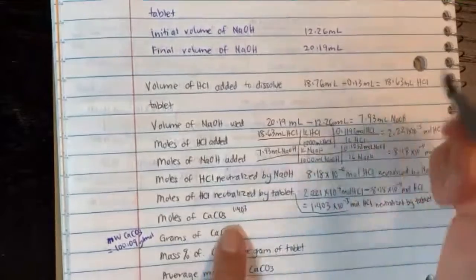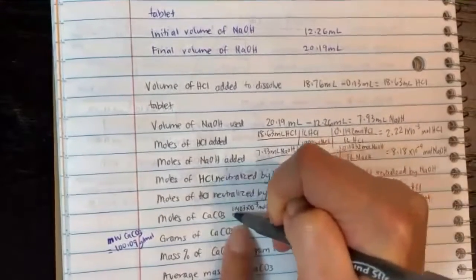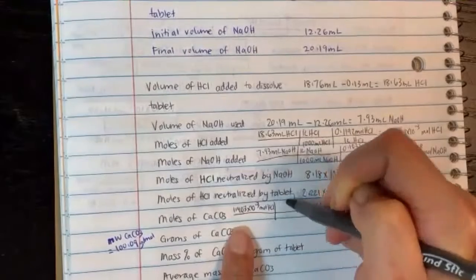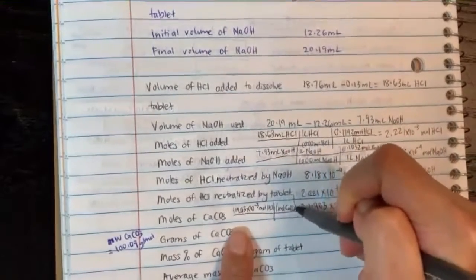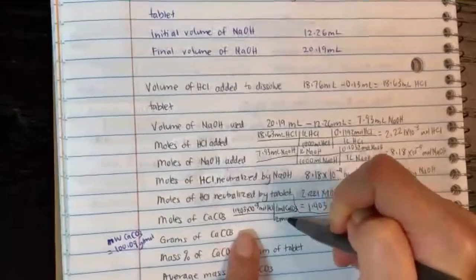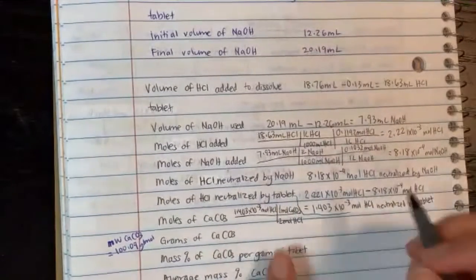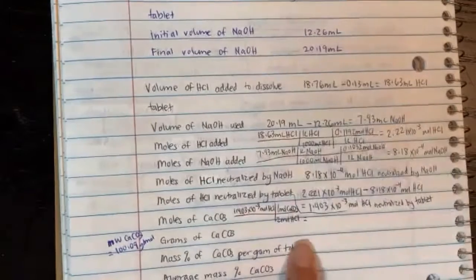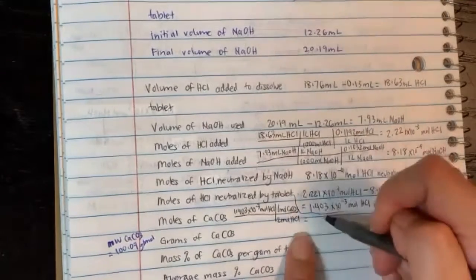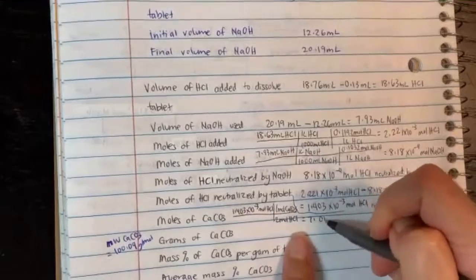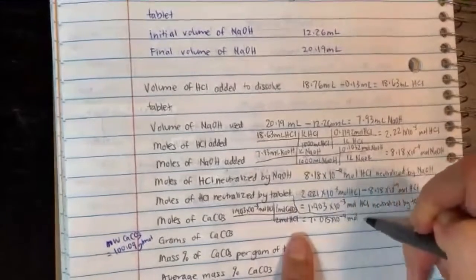So it will be 1.403 times 10 to the minus 3 moles of HCl, and 1 mole of CaCO3 is to 2 moles of HCl. So basically divide the answer by 2. So this will give me, let me divide that by 2, 7.015 times 10 to the minus 4 moles of calcium carbonate.